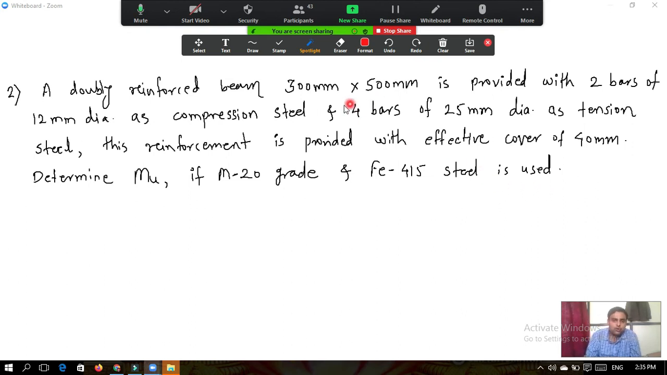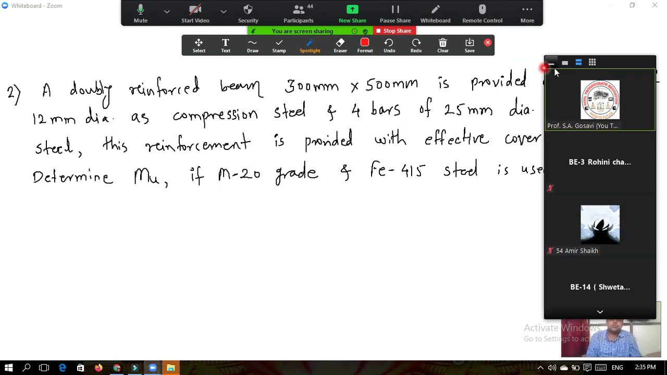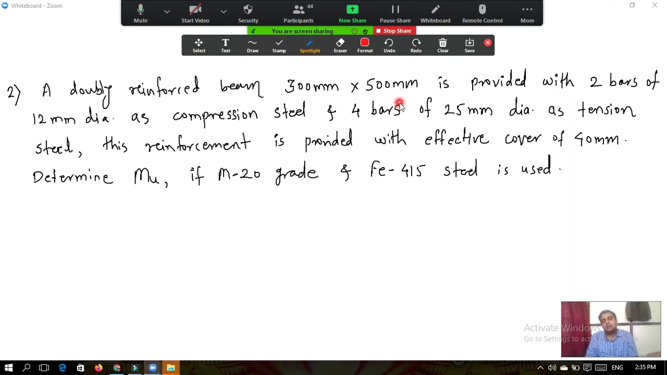So here if you observe, they have given you the dimensions 300 mm by 500 mm, and they have not specified whether this depth is the effective depth or the depth up to the tensile reinforcement. Nothing is specified over here. So you should consider this depth as the overall depth. Unless it is mentioned in the problem that this depth is the effective depth, only then should you take it as the effective depth. Otherwise you should always take this depth as the overall depth.